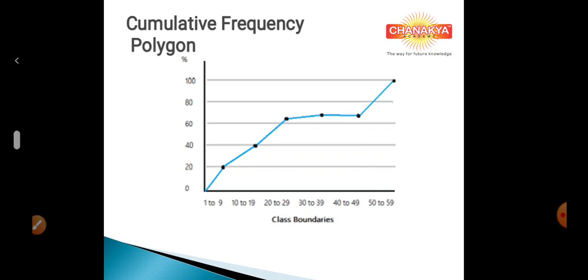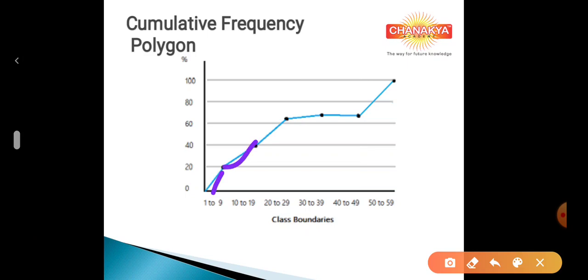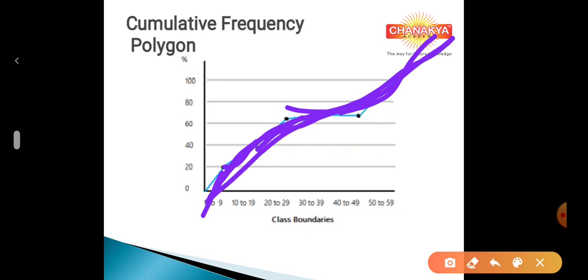When we are simply doing the cumulative frequency with different class intervals, we can see the graph over here that is going in an upward direction, 1 to 9, 10 to 19 and so on. This is how the cumulative frequency curve is going.